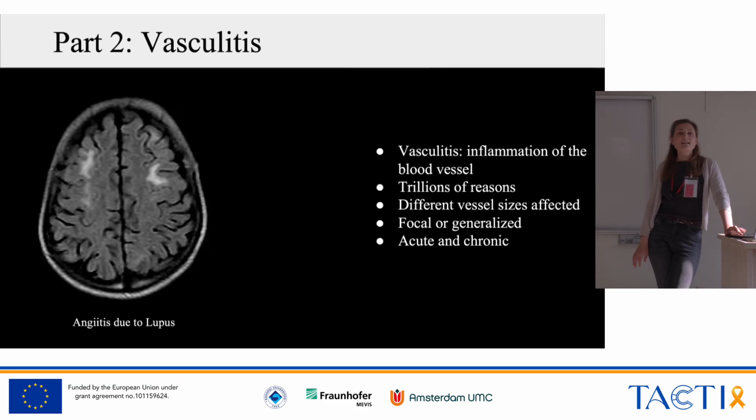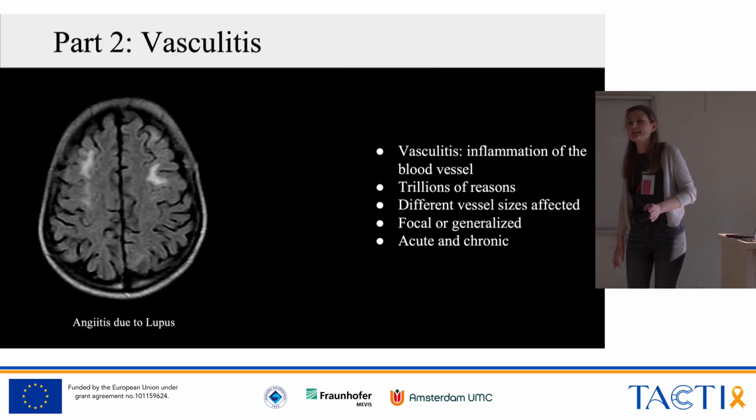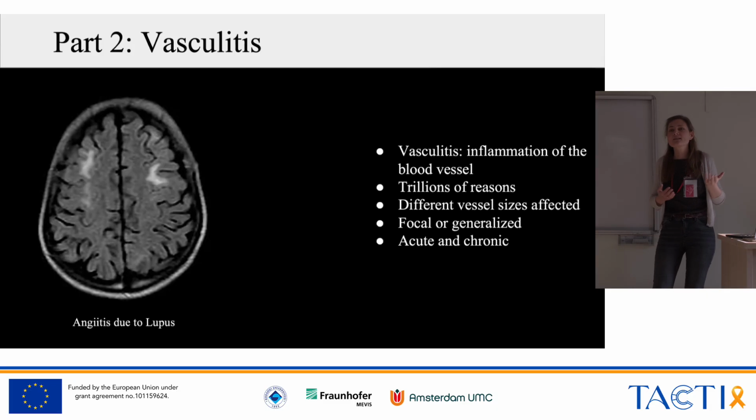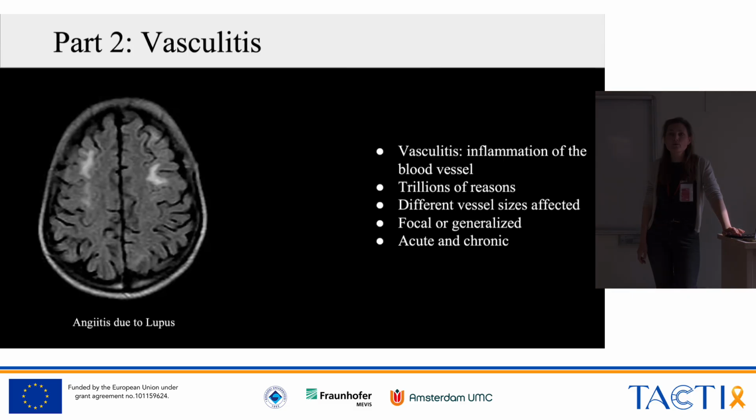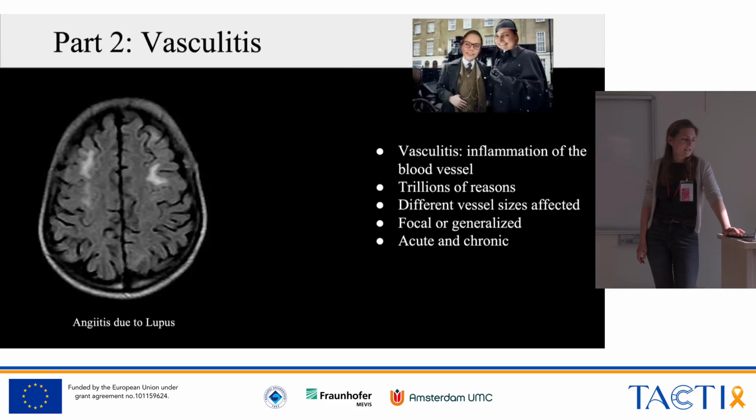Let's go to vasculitis. Vasculitis is not small vessel disease in the classic sense, but it is really an inflammation. It can be caused by antibodies, can be caused by infection. There are a lot of reasons to have some kind of vasculitis. There are also many forms of vasculitis, like for example, angiitis due to lupus disease, as shown here.